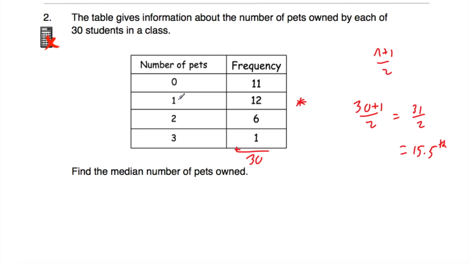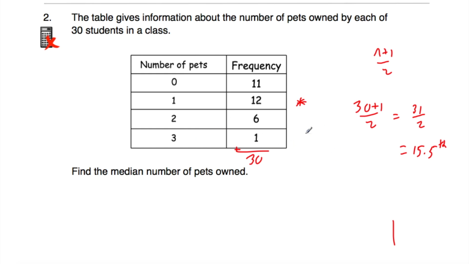And as you can see, they're all 1s, so that means the median number of pets owned would be 1. And that's it, so our answer is 1. The median number of pets owned is 1. And if you were to write down 11 zeros, 12 ones, 6 twos and 1 three, you would then find the median would be 1.